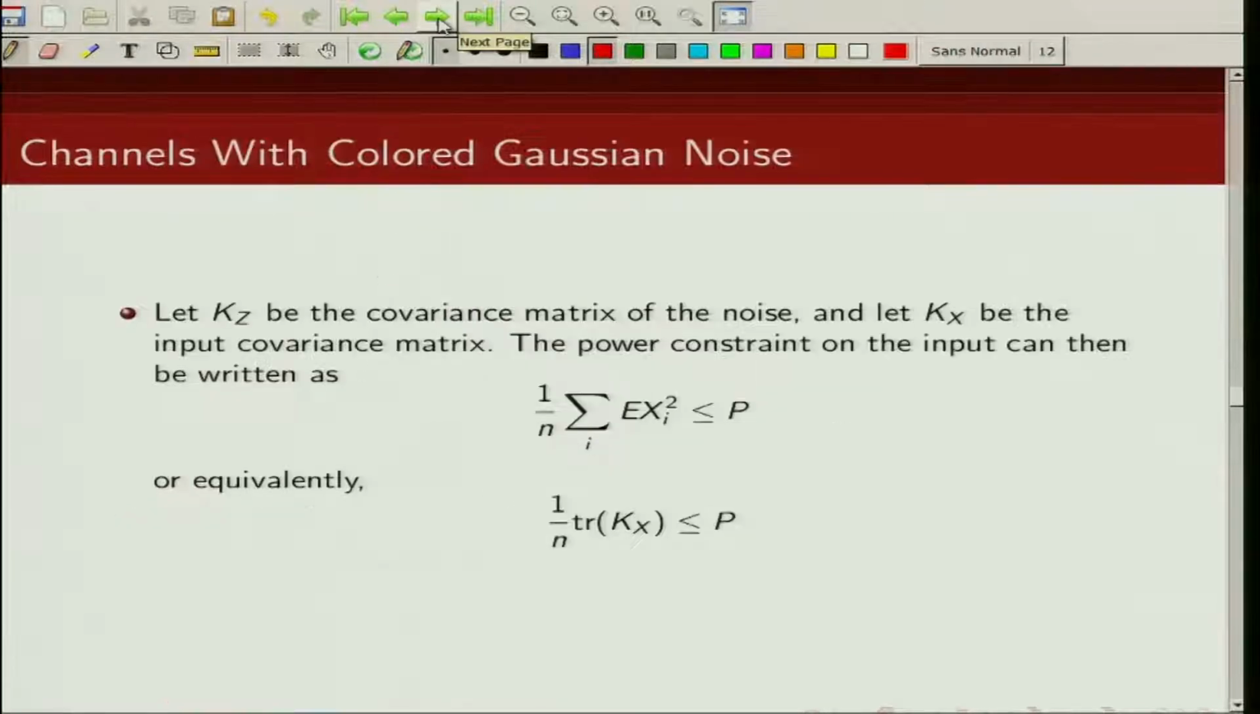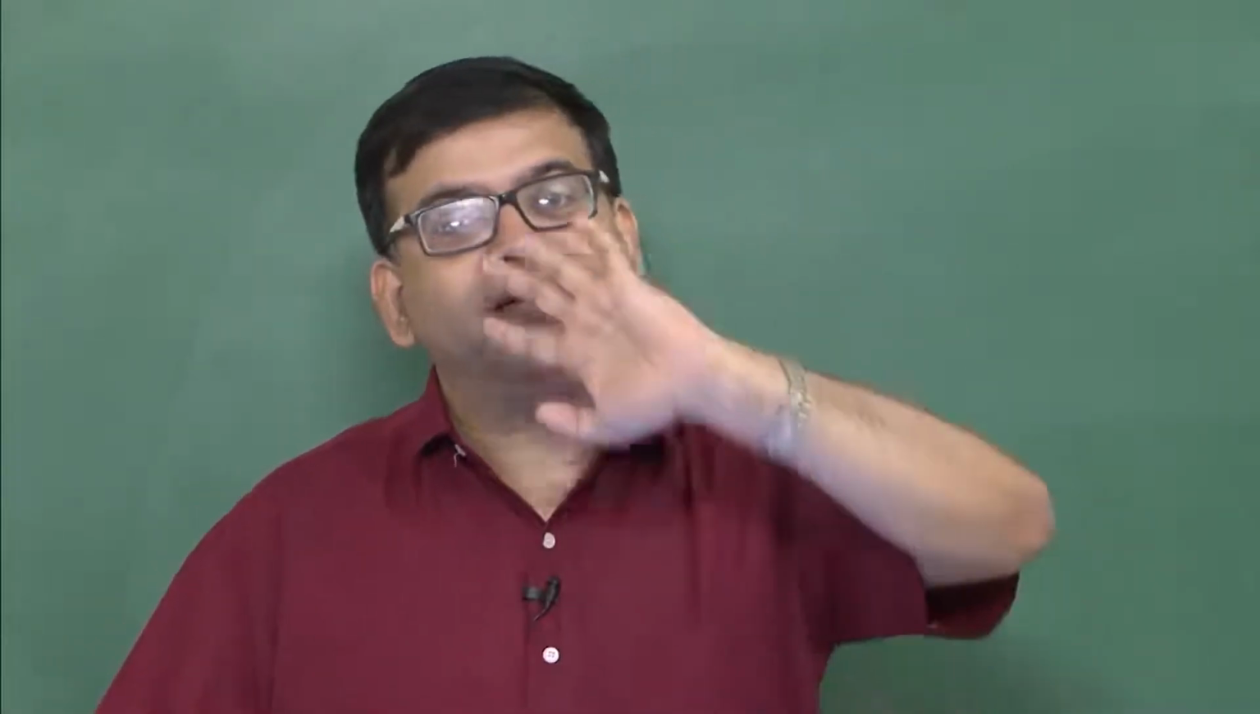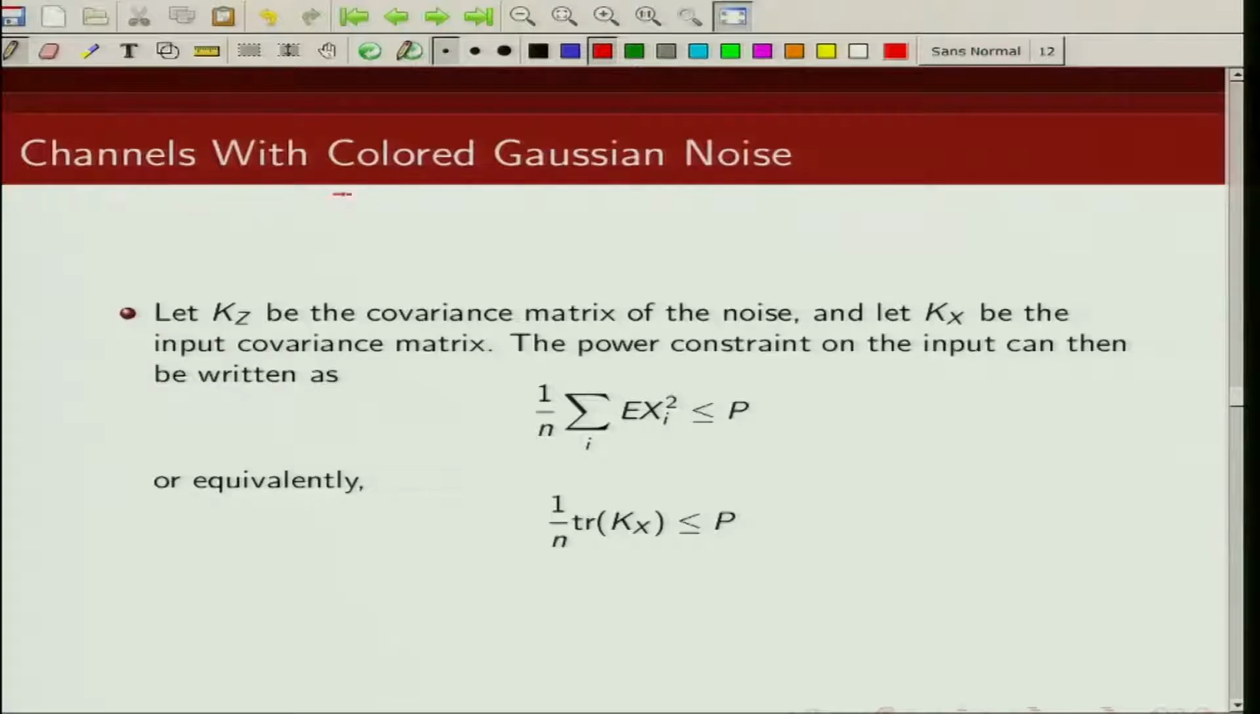Okay. So we just talked about the parallel Gaussian channel where the noise was independent. So noise at channel 1, noise at channel 2, those were all independent. Now what happens if the noises are not independent? That is the case corresponding to colored Gaussian noise. So now we are considering that the noise is not independent across the channels. So let K of Z be the covariance matrix of the noise, and let K of X be the input covariance matrix.